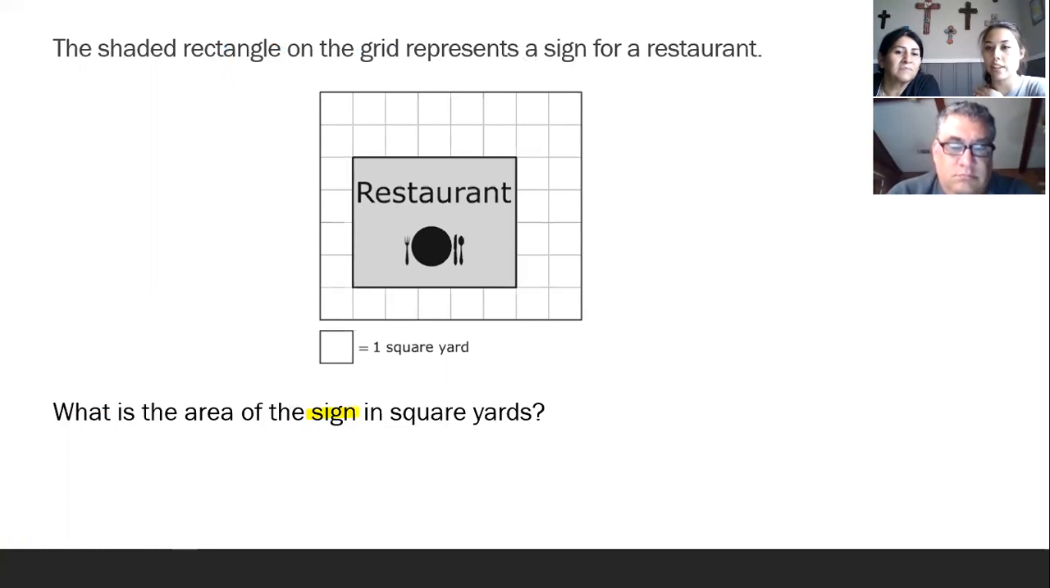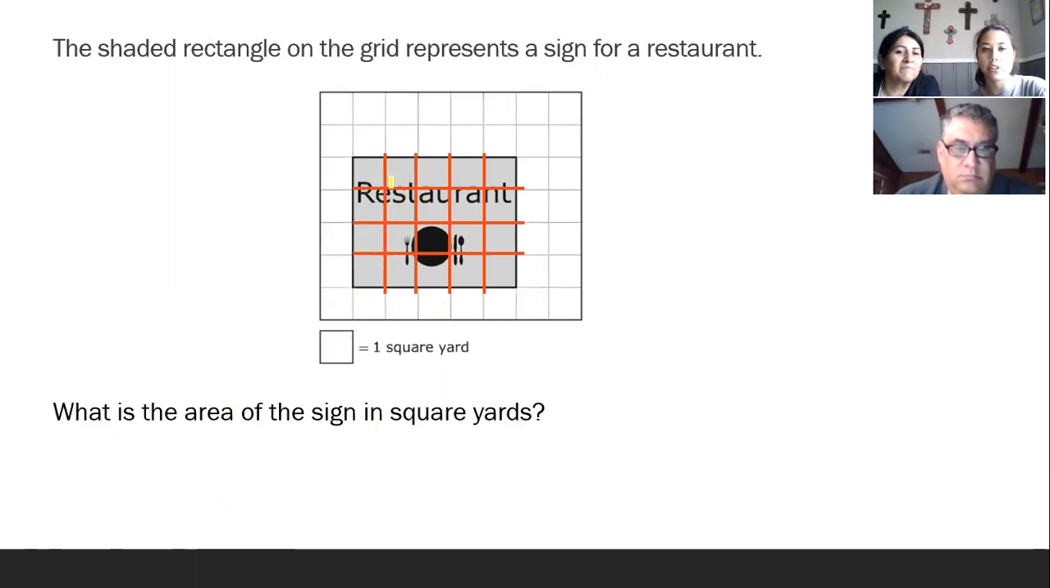When you guys were doing this on the interim assessment, I noticed a lot of you were figuring out the area of the grid, and it's asking about the sign. So it's not asking about this white area, it's asking about the gray area. One of the ways that you can answer this problem is by creating the lines inside of that restaurant. And when you do that, you can add all of those little bitty squares up.